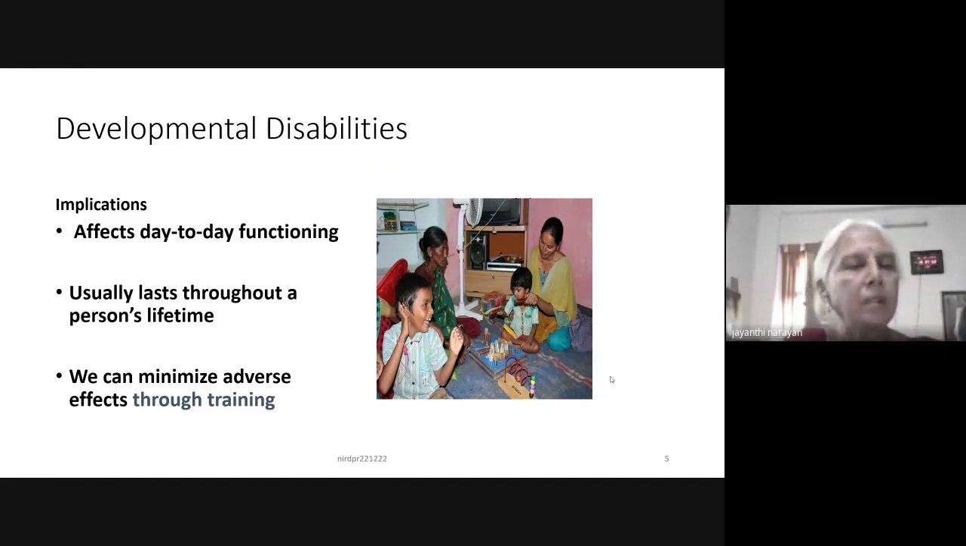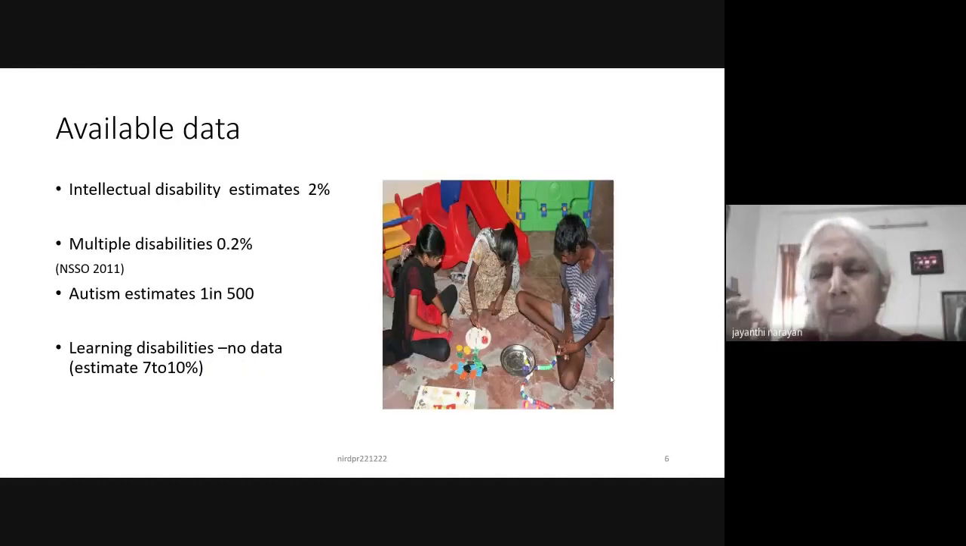So what if children have developmental disabilities? It can affect their day-to-day functioning and usually lasts throughout the person's life. The key point here is that with early intervention and training, this can be minimized. So the earlier the child, even if there is a suspicion that development is slower, gets medical attention, early intervention minimizes the effect of disability in the child.